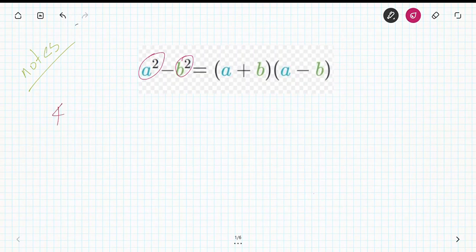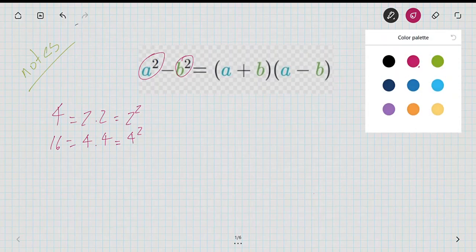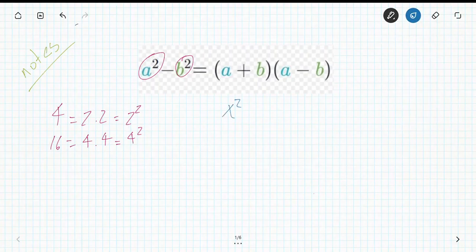So for example, like 4, I can rewrite it as 2 times 2, and so 4 is a perfect square because I can rewrite it as 2 squared. Similarly I have 16 that can be written as 4 times 4. So 4 squared. Let me think of an example. Let's say, using blue, I have 4x squared minus 9.